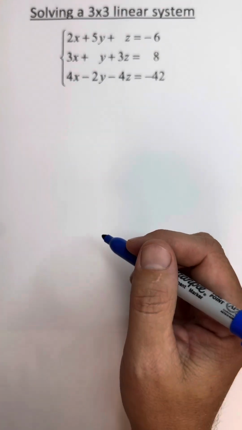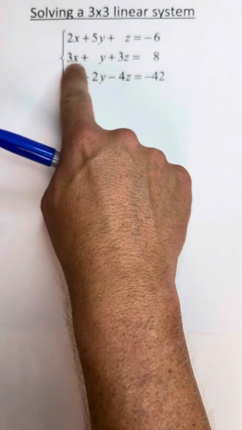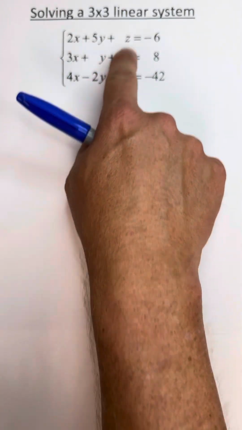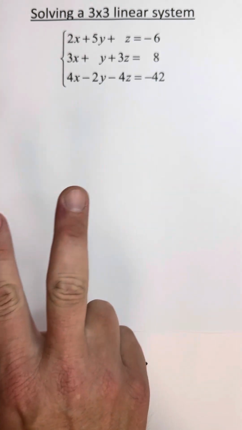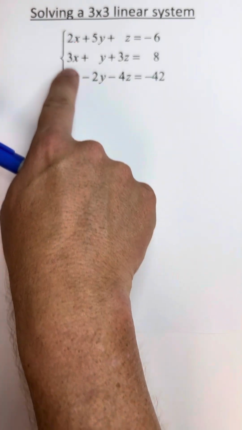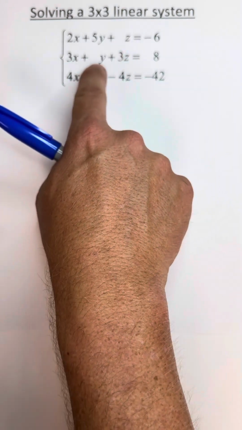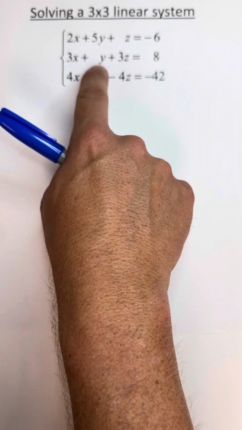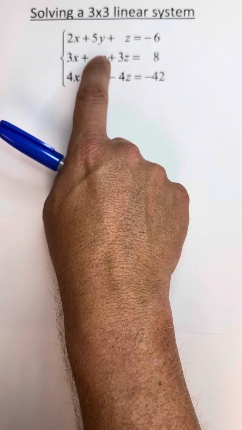All right, let's solve a 3 by 3 linear system. In this system, we've got all three equations with all three variables. The first thing to do is to reduce this into a 2 by 2 linear system, so either eliminate x's, y's, or z's. I think the y's or the z's make the best choice because we have coefficients of 1, which are easy to manipulate. I'm going to go ahead and just choose the y's.